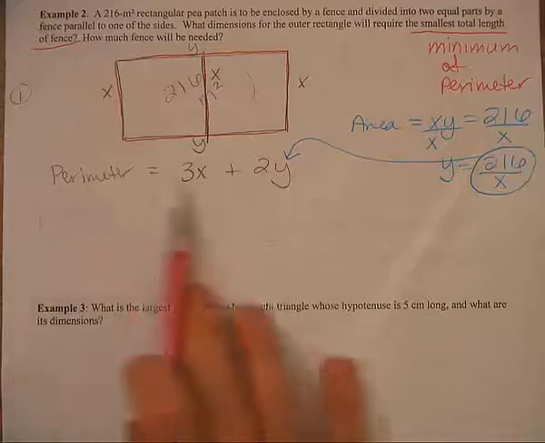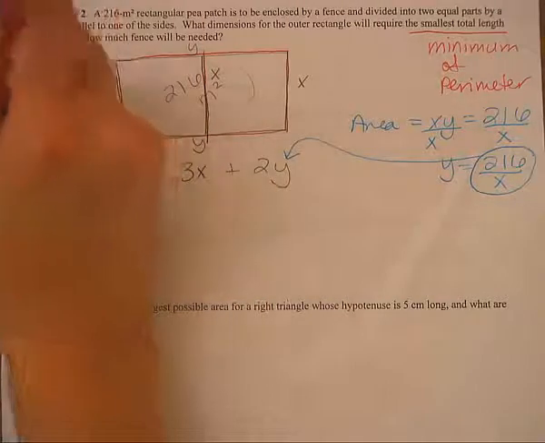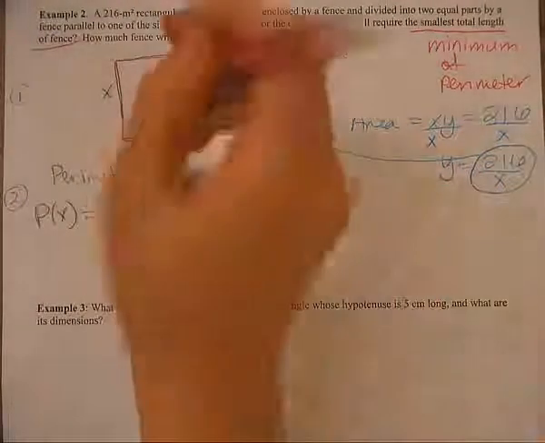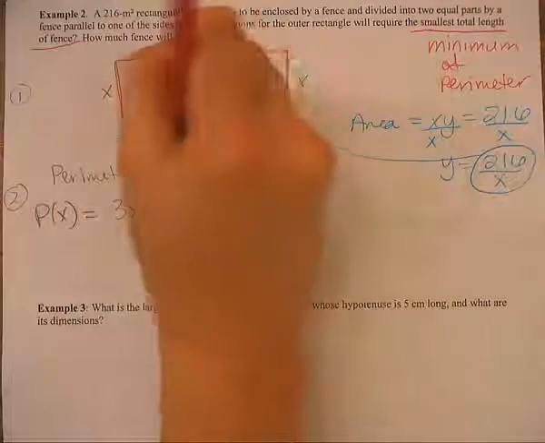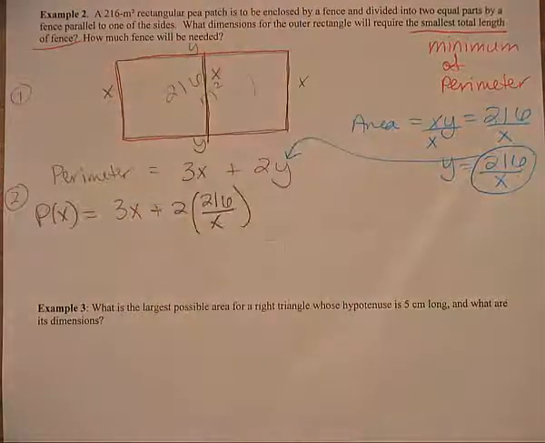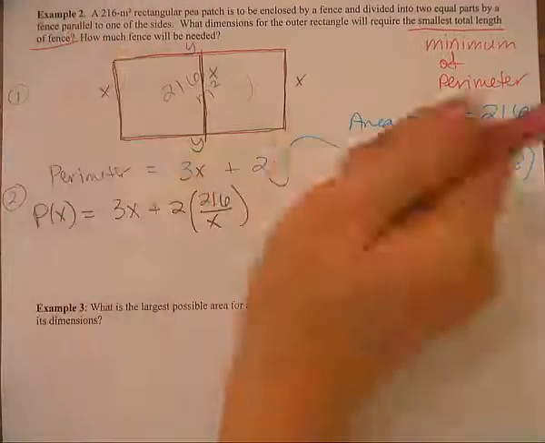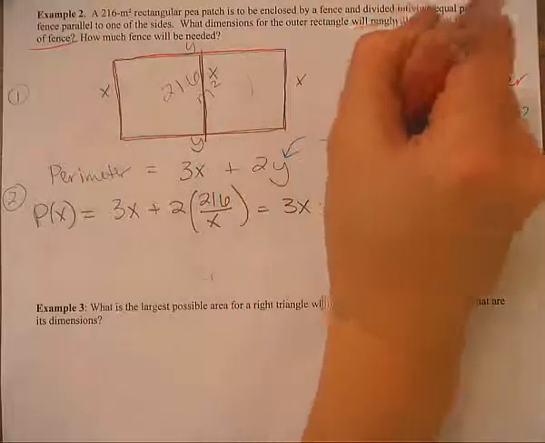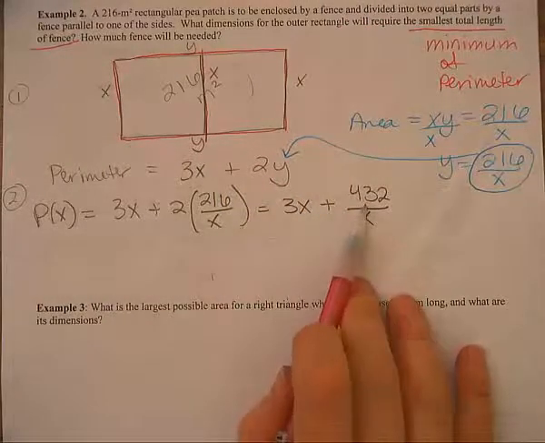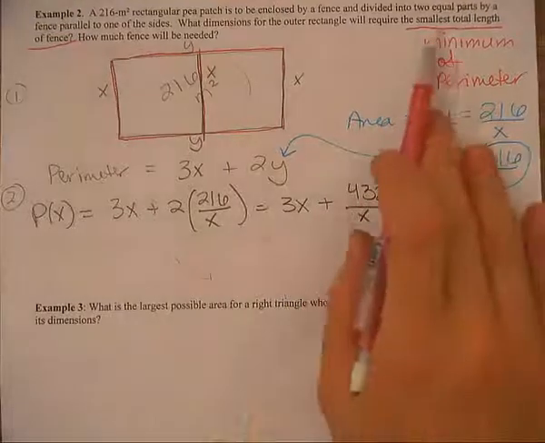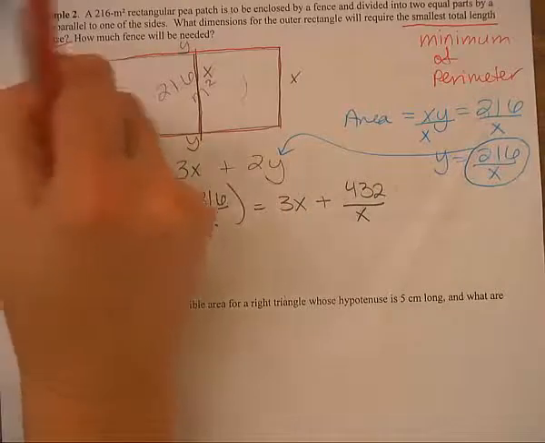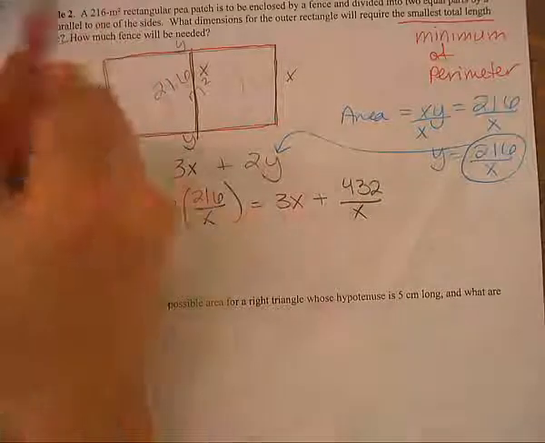So now I want to get the perimeter in terms of X. Substituting 216 over X for Y gives me 3X plus 2 times 216 over X. And that becomes 3X plus 432 over X. So this here is my equation for perimeter. And what I'm trying to do is find the minimum amount of perimeter.